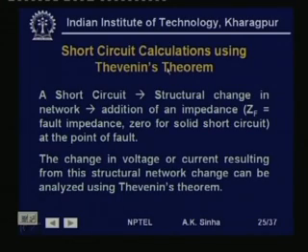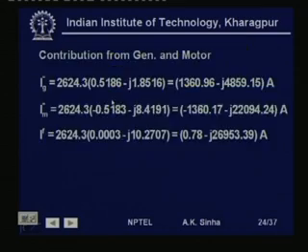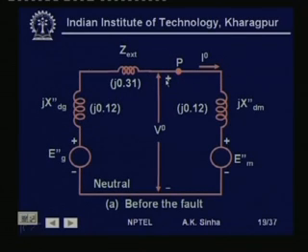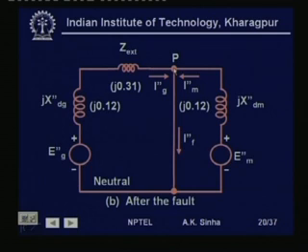Now, for larger systems we have to go for a systematic way of doing this, and Thevenin's theorem provides us an easy way for doing it systematically. So, how do we apply this? If we look at this circuit, what we are seeing is a short circuit is similar to a structural change in the network. What is the structural change which is occurring in the network? If we see here, the network before fault is like this, and after fault we have put an impedance here. This is a dead short circuit.